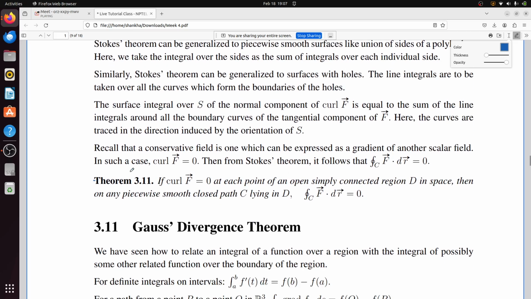So this is one theorem. If curl of f equal to 0 at each point of an open simply connected region D in space, then on any piecewise smooth closed path C lying in D, this integral is equal to 0.